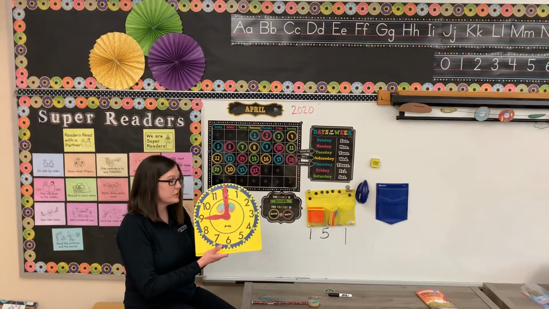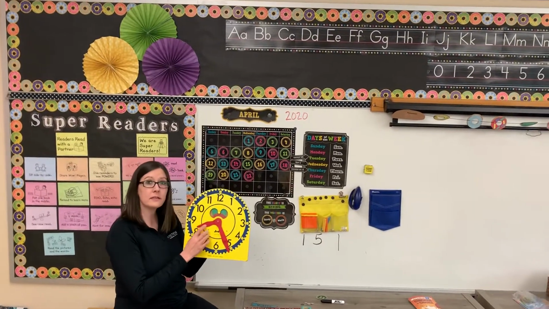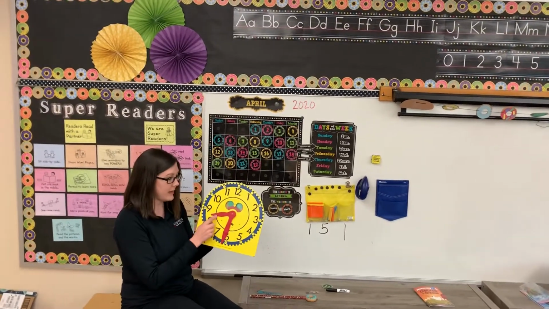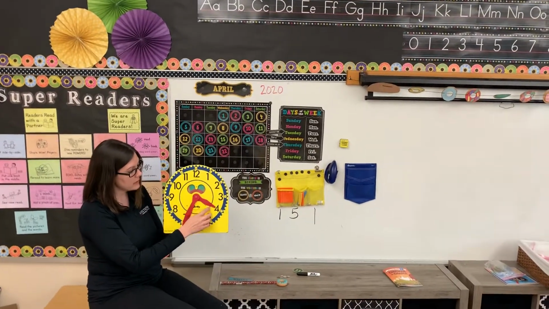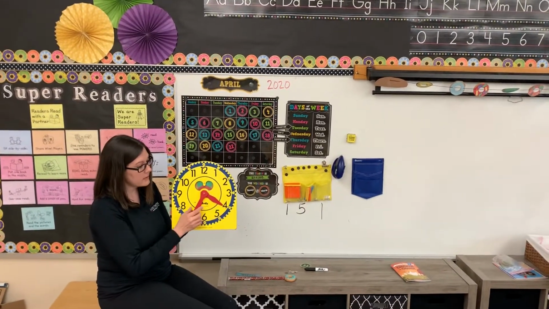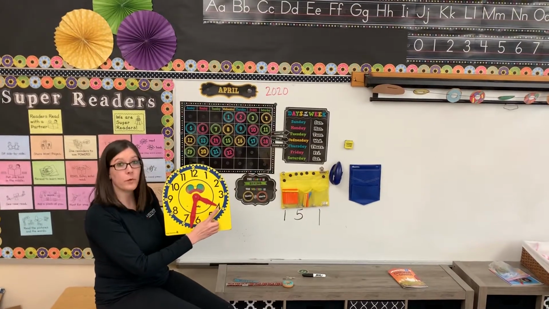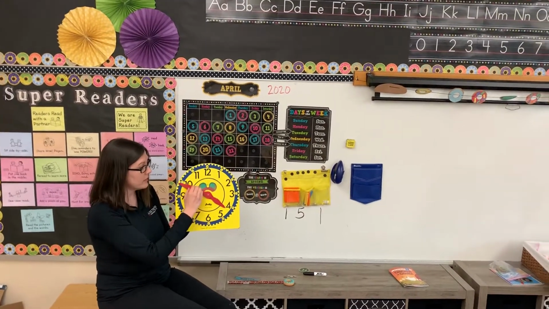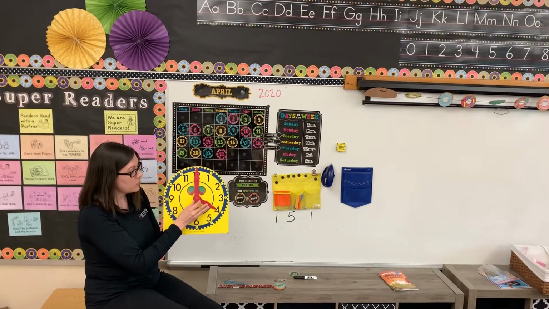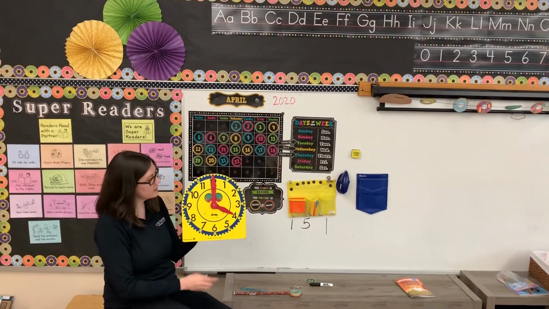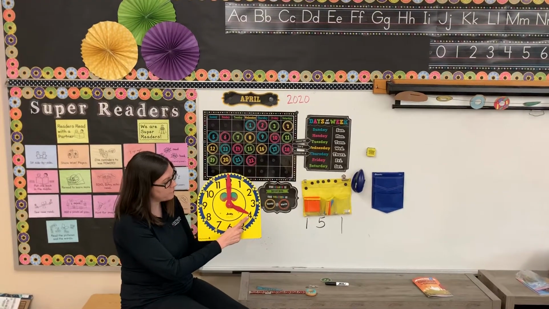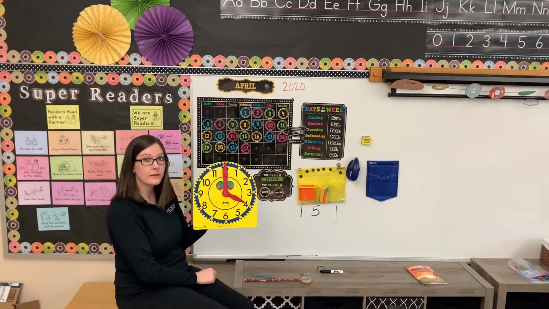Do you remember which hand we read first? The little hand or the big hand? You've got it, the little one. Whatever number that little hand is pointing to, that's the number that we read first. I'll stop it right there on the number 4. Then we read the big hand. When the big hand is way up top on the 12, we say o'clock. So this clock shows 4 o'clock.